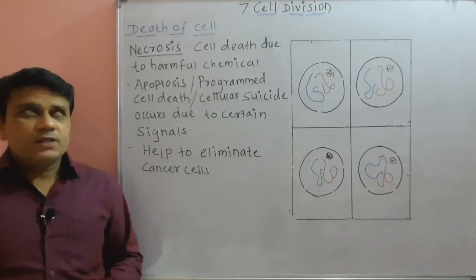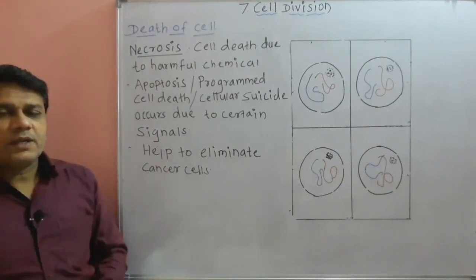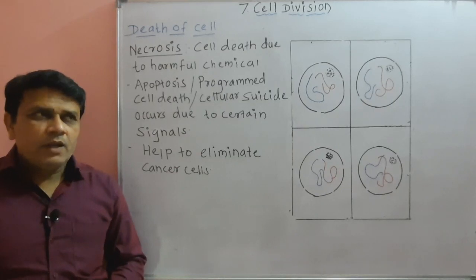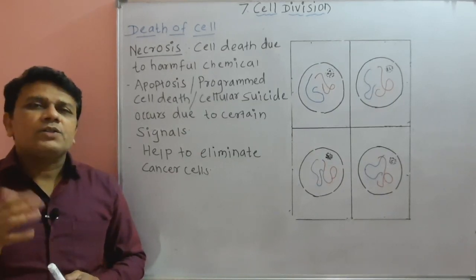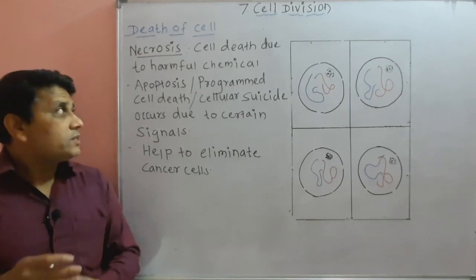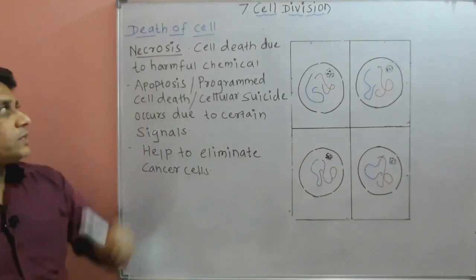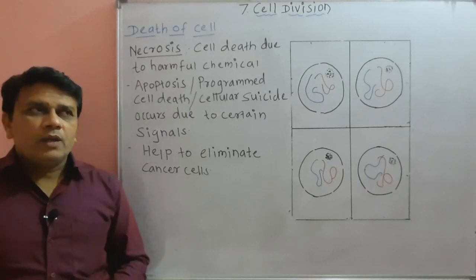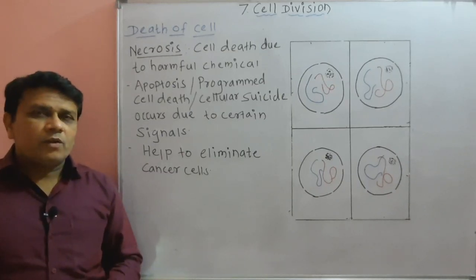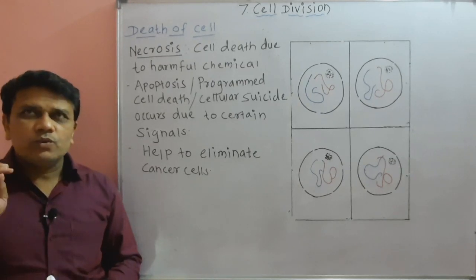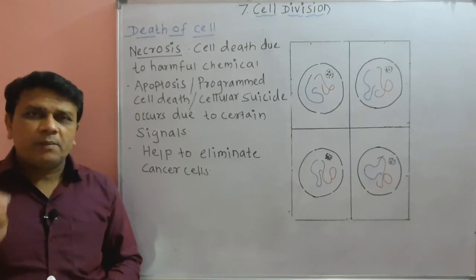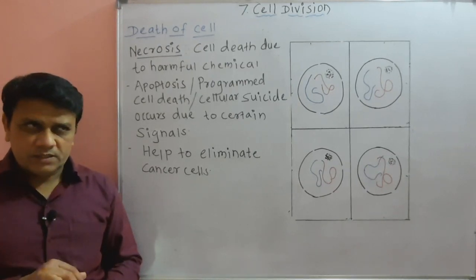Then the last topic from this chapter is death of cell. Death of cells in the body occurs due to different reasons. Necrosis is one of them. The death of cell, or necrosis, occurs due to certain harmful chemicals or radiations.